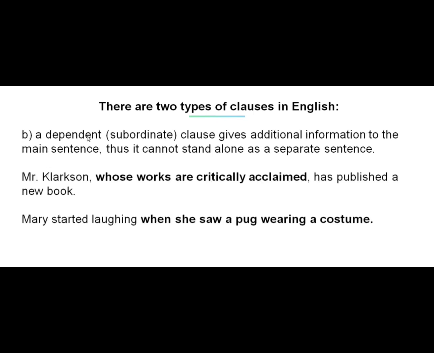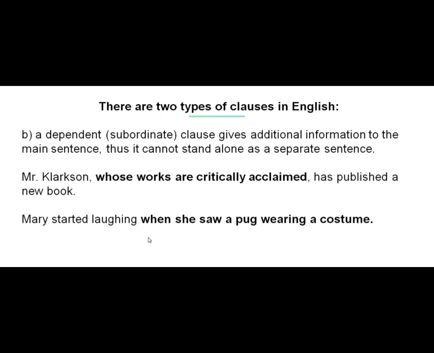B, a dependent or subordinate clause. A dependent or subordinate clause gives additional information to the main sentence. Thus, it cannot stand alone as a separate sentence. Have a look at the examples below. Mr. Klarkson, whose works are critically acclaimed, has published a new book. Now, this clause, whose works are critically acclaimed, is a dependent or subordinate clause, and it gives us additional information about Mr. Klarkson.